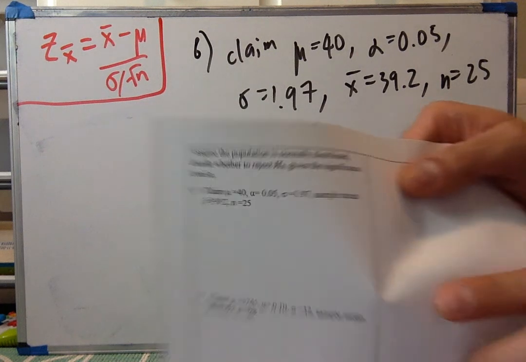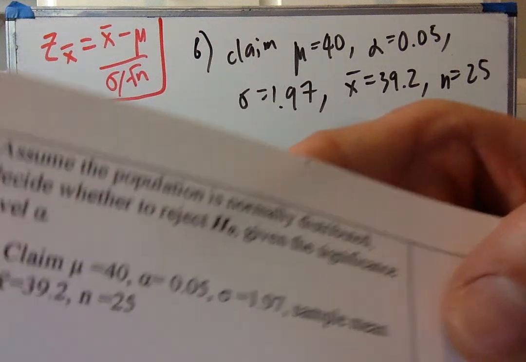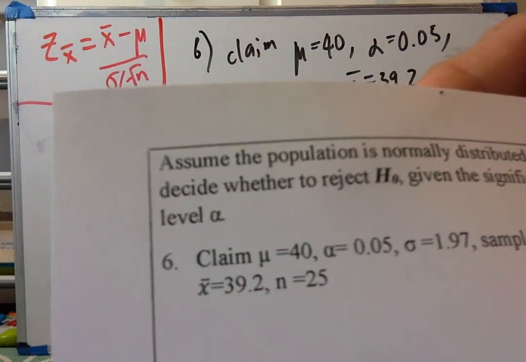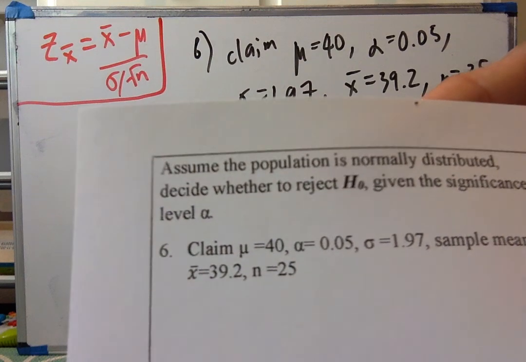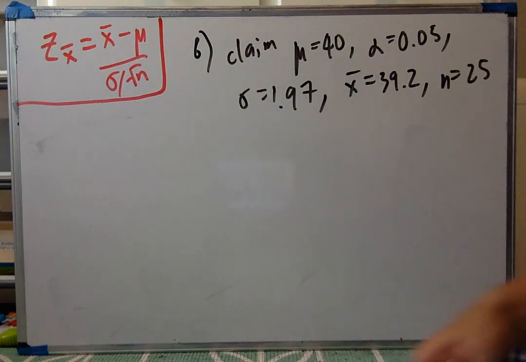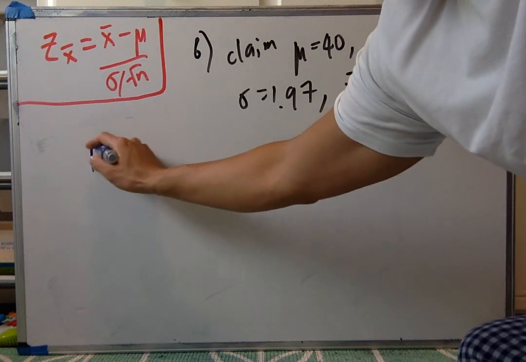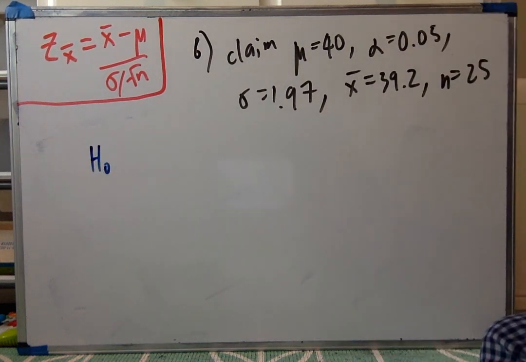Now, if you look at the top of the page, it says right here, assume the population is normally distributed. So, okay, we're safe. We can go ahead and move on. Now, this is how I suggest you always start. Kind of like how we started in section 7.1.